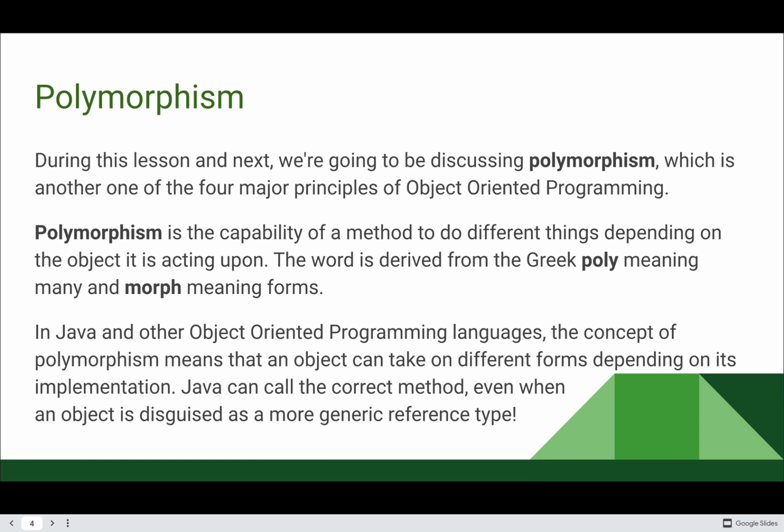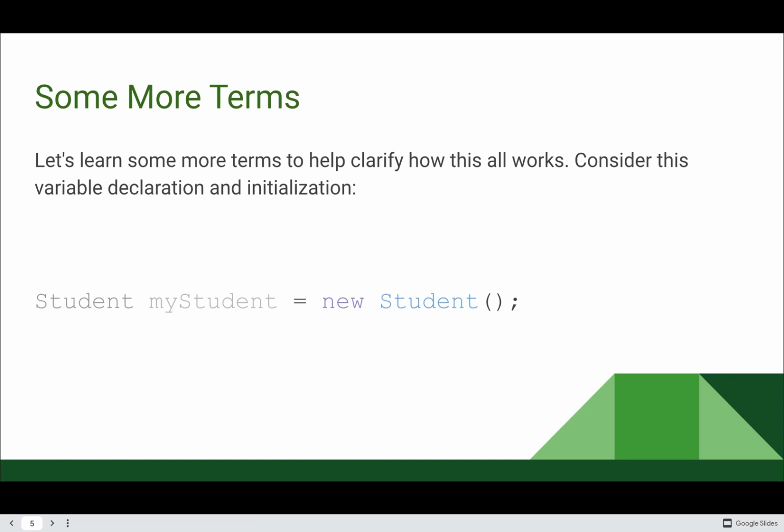So in Java and other object-oriented programming languages, of which there are quite a few, this idea of polymorphism means that an object can take on different forms depending on how it's implemented. Java is able to automatically call the right method, even when an object is disguised as a more generic reference type. So to help clarify how this is going to work, we're going to talk about some more terminology.